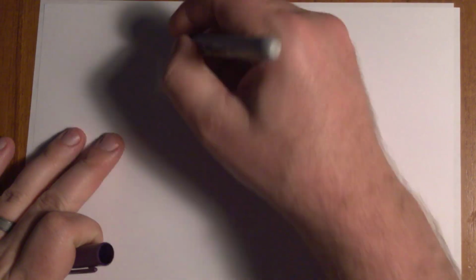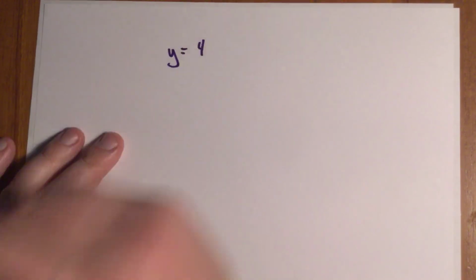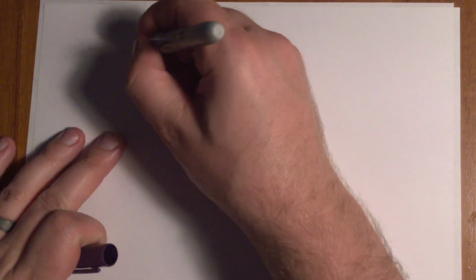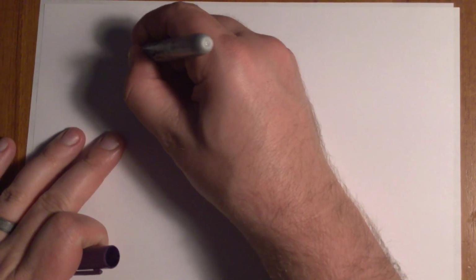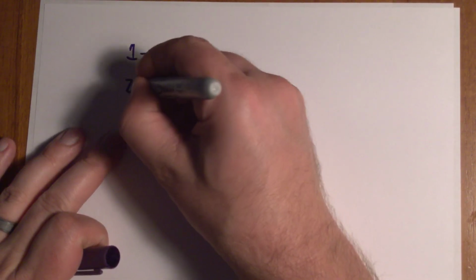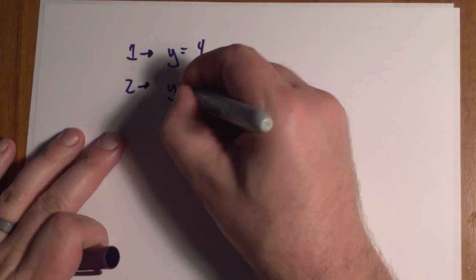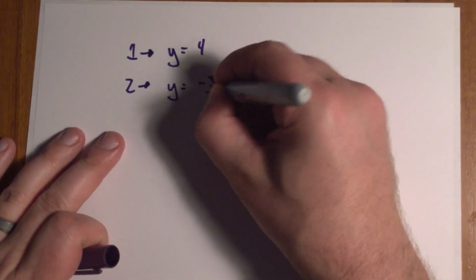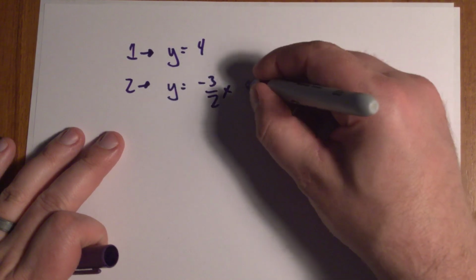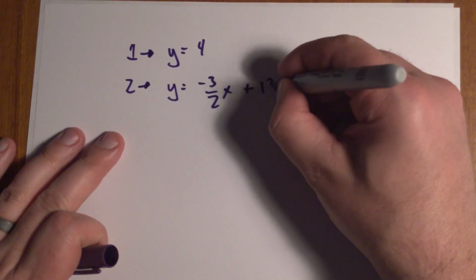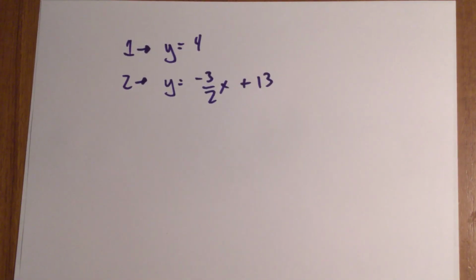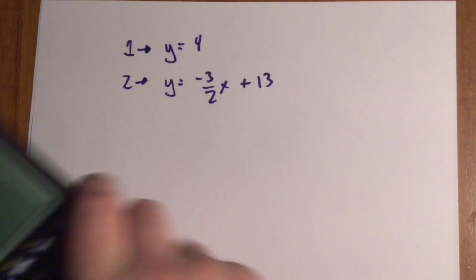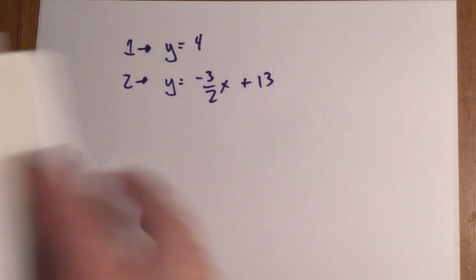Okay. And if you don't like writing in function notation, just think of it as, right, a line at y equals 4. And this is like our first equation. And our second equation is g of x, which is just y equals -3/2 x plus 13. Okay. I can solve this with the calculator. So, excuse me, I'll do that first.